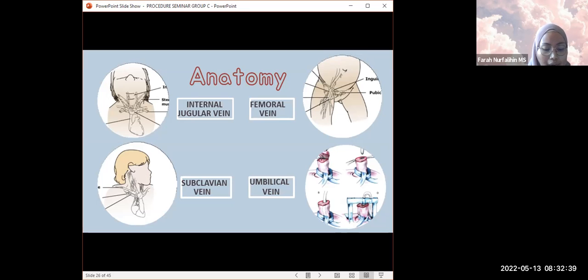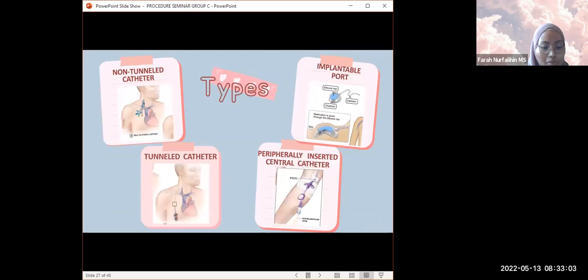Femoral vein is the site used most frequently by pediatric emergency physicians because it is easy to access and is distinct from the major site of activity during resuscitation. However, it is not desirable for long-term access in mobile patients. Lastly, the umbilical vein is used to insert a central venous catheter for neonates younger than 10 days of age.